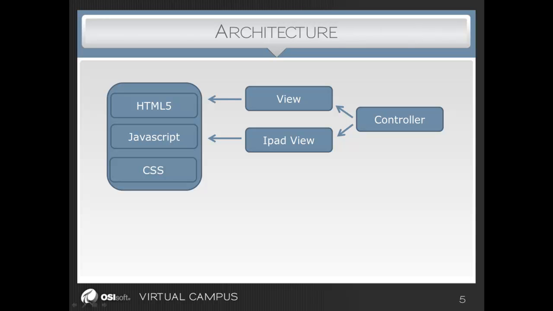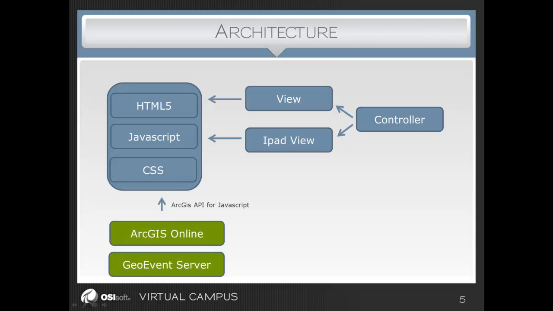So the views are really responsible for serving up the HTML, the JavaScript, and the CSS. And from JavaScript, we are able to use the ArcGIS API for JavaScript to communicate with ArcGIS Online to get the web map, and to communicate with GeoEvent Server to refresh and get the layers on the map.